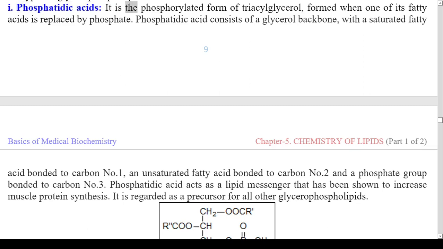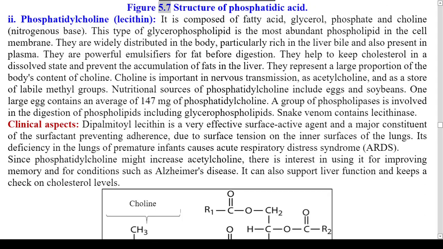1. Phosphatidic acids. It is the phosphorylated form of triacylglycerol, formed when one of its fatty acids is replaced by phosphate. Phosphatidic acid consists of a glycerol backbone, with a saturated fatty acid bonded to carbon number 1, an unsaturated fatty acid bonded to carbon number 2, and a phosphate group bonded to carbon number 3. Phosphatidic acid acts as a lipid messenger that has been shown to increase muscle protein synthesis. It is regarded as a precursor for all other glycerophospholipids. Figure 5.7 Structure of phosphatidic acid.